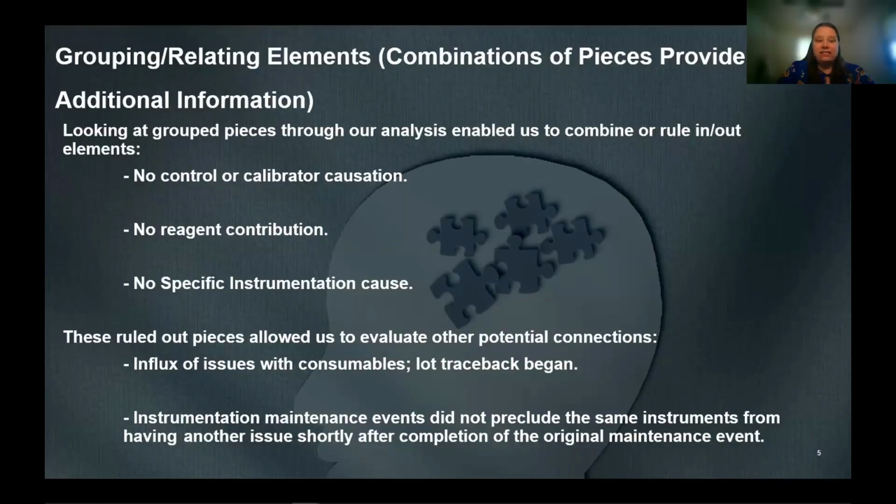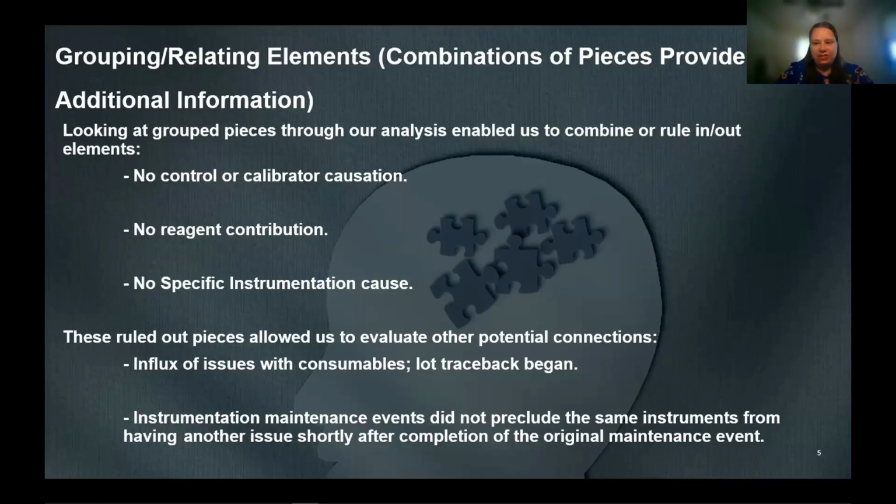Instrumentation maintenance events didn't preclude the same instrument from having another issue shortly after the completion of the original maintenance event. And so because of that, we were able to determine that instrumentation could be a contributing factor, but not likely the root cause. When we evaluated the smaller elements like calibration and control failure data or reagent failure information, we did note that the trending of the data that we had didn't show any increase in invalid rates from a single run. It was more on the single sample level.